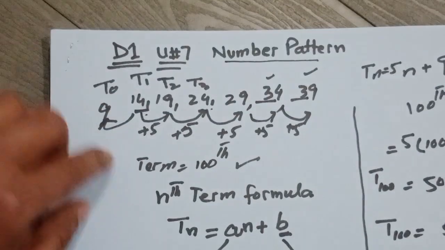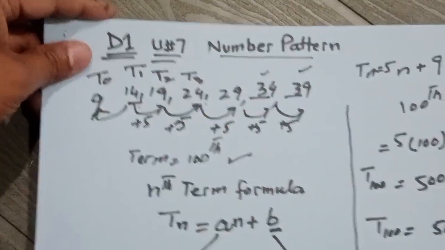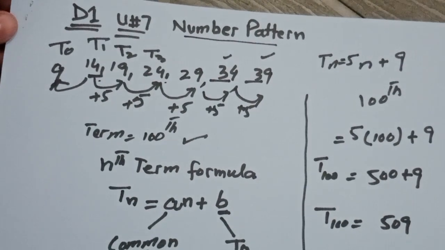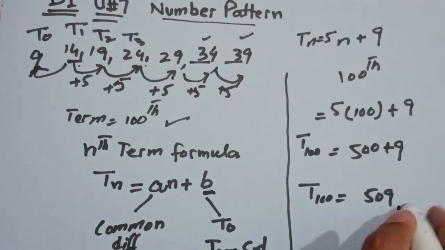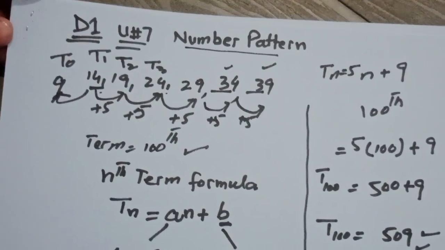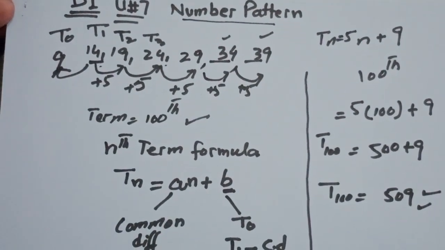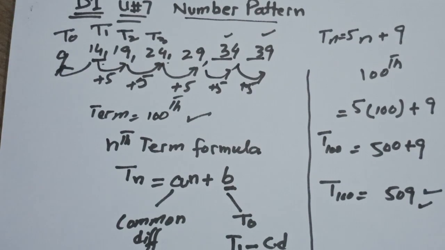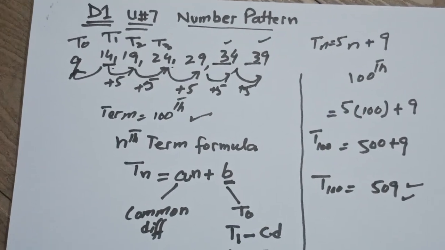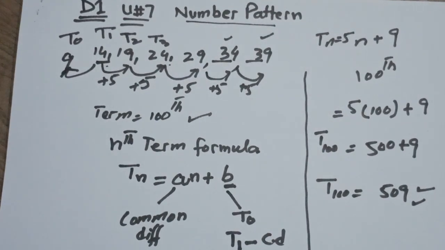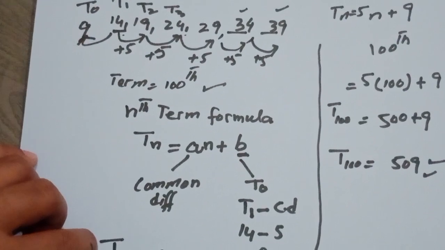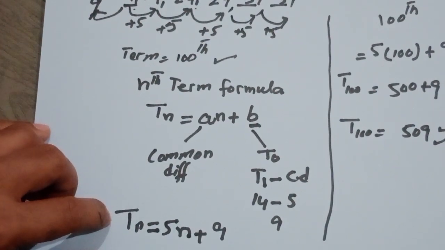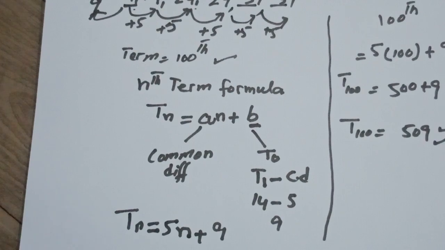If you are following this sequence, the number at the 100th position is 509. So this is how we can calculate the nth term formula for any particular sequence in which you are given a common difference. The common difference was 5, and we calculated the nth term formula, which is over here, 5n plus 9.